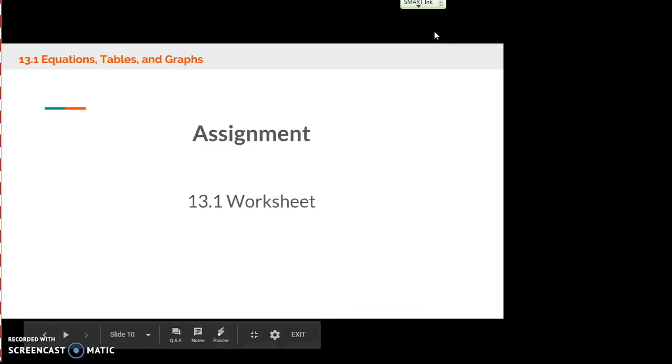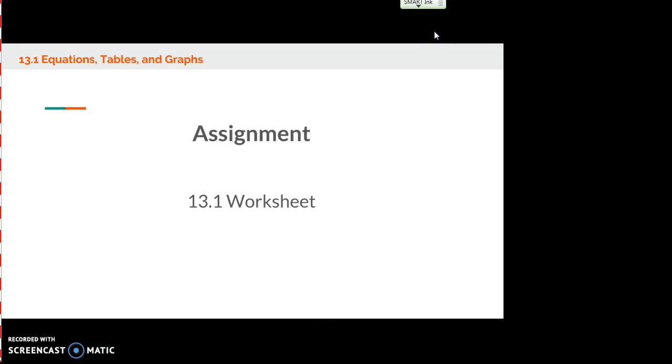All right, your worksheet is 13.1. When you're done with that, you have IXL to work on in the K section. Your test on this is Monday, unless it's a snow day, then it might be a little later next week. But as you do this, make sure that you are putting it on graph paper. I want to see the equation, I want to see a table, and I want to see a graph for every single problem. All right, good luck.